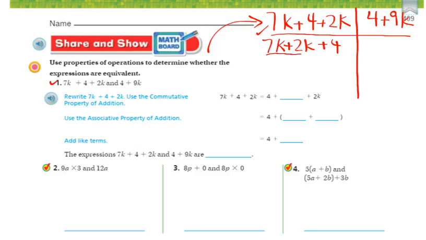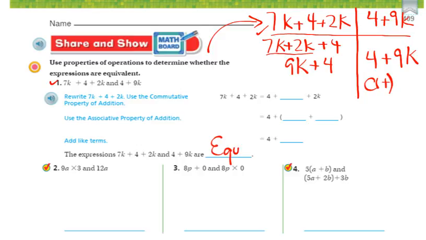And I'm going to underline my like terms. And I'm going to apply combining like terms here because I do not see any parentheses. So I'm going to go ahead and do 7k plus 2k, which will give me my 9k, plus the 4. I'm going to stop there because I cannot simplify that any further. And over here I have 4 plus 9k. So the commutative property of addition tells me that the order in which I add does not matter. So these expressions are equivalent. 9k plus 4 is the same as 4 plus 9k. So down here on the line I'm going to go ahead and write equivalent.